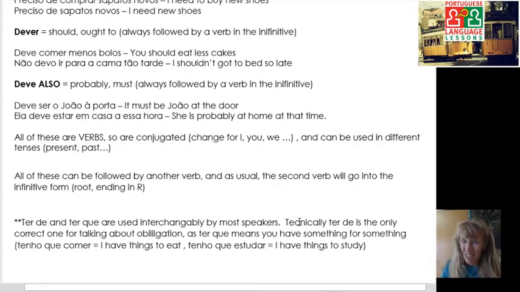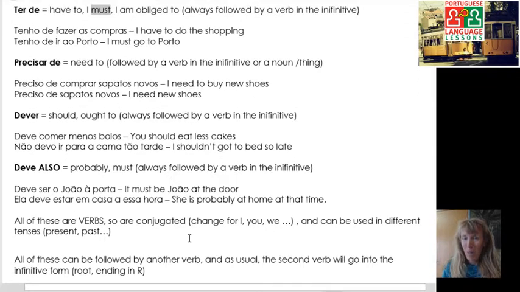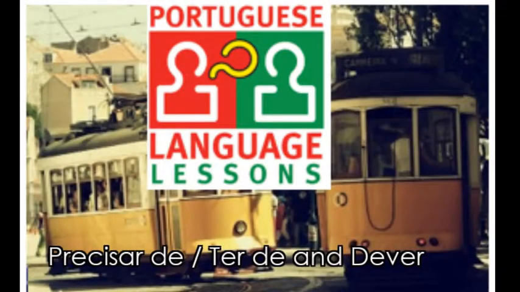But actually this is news to most Portuguese people. Most Portuguese people use ter que just as easily as ter de, and you'd have to get into an argument grammatically about it. So really, for everyday use, for speaking, both are fine. Okay, so there you go. Some useful little phrases and how we use them.